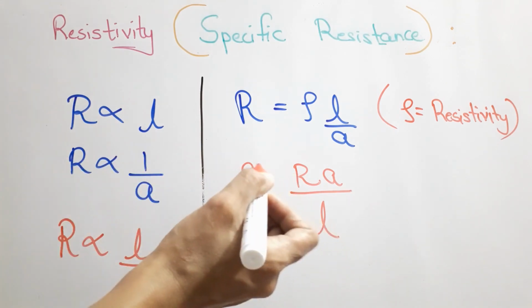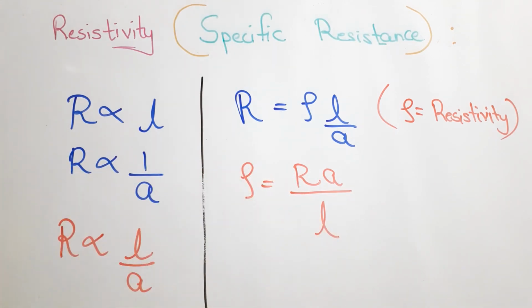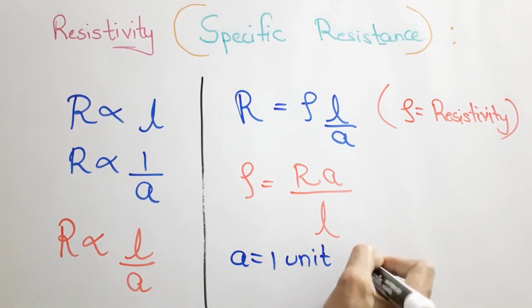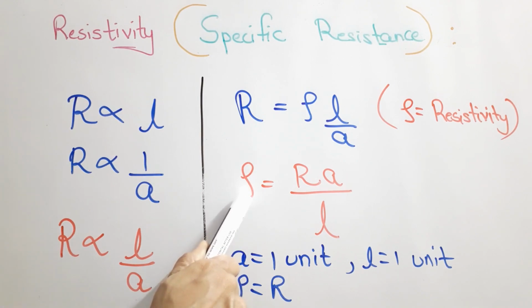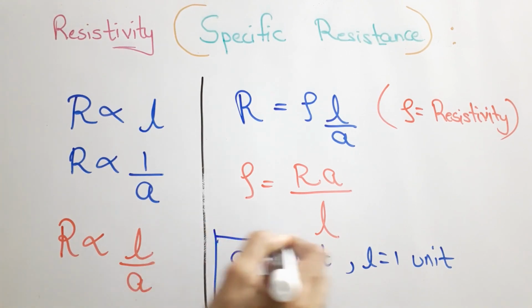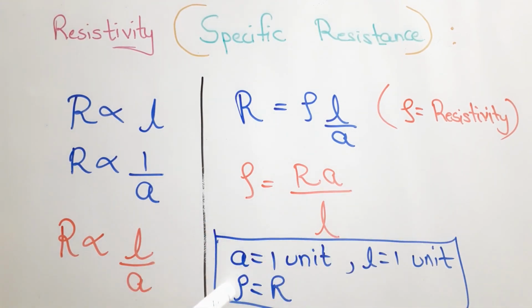Now I want to define resistivity. So I'm going to take an area of cross section of 1 unit and length equal to 1 unit. So what am I left with in this equation? We are left with rho, resistivity, which is equal to resistance. So from this condition, we can define specific resistance or resistivity. Specific resistance is equal to the resistance of that wire of unit length and unit area of cross section.